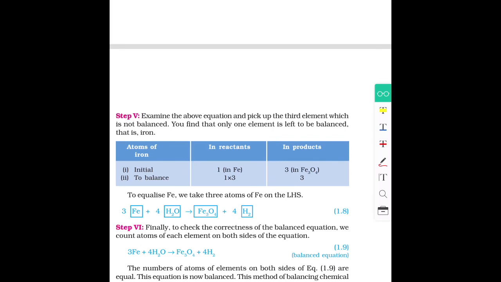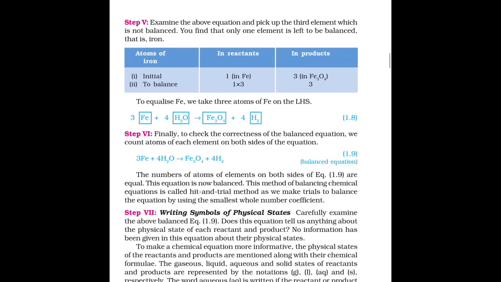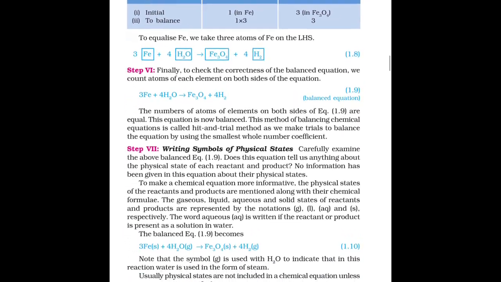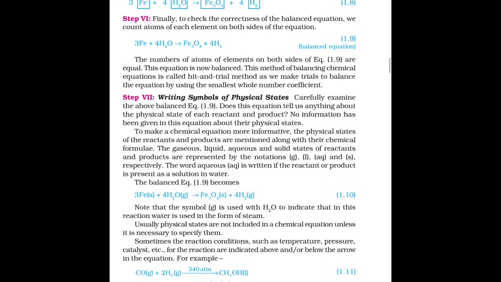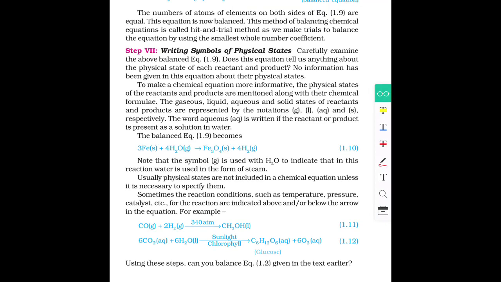This is the final balanced equation. The number of atoms of the elements on both sides of the equation are equal. This equation is now balanced. This method of balancing chemical equations is called the hit and trial method, as we make trials to balance the equation by using the smallest whole number as coefficient.